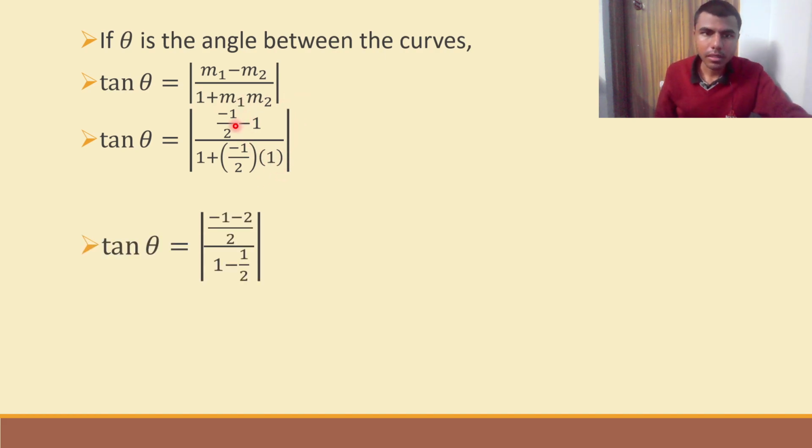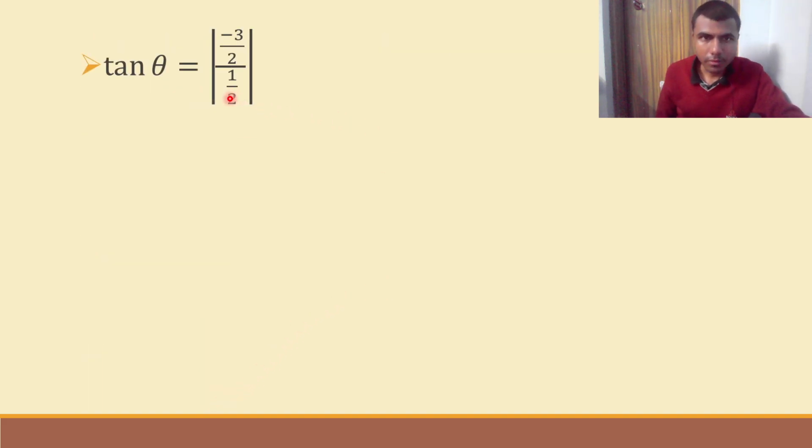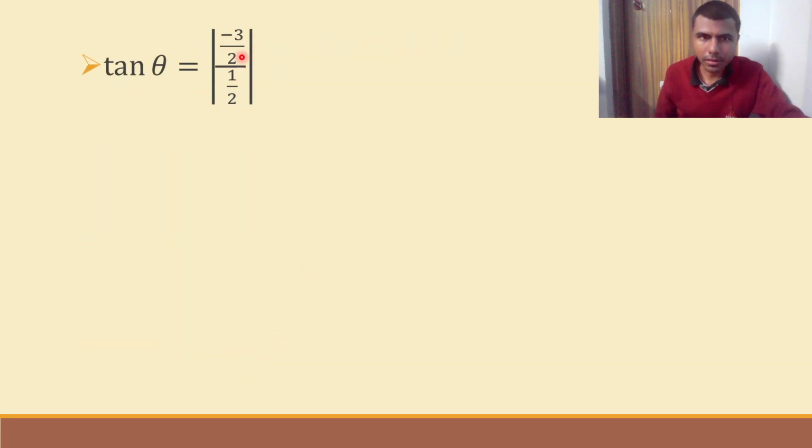So in the numerator, take LCM. -1 by 2 minus 1 means 2 goes here, so (-1 minus 2) by 2. In the denominator, -1 by 2 into 1 is -1 by 2, so 1 minus 1 by 2. So -3 by 2 divided by 1 minus half, which is half. So this 2 would get cancelled, the denominators. So mod of -3, by 1. You can ignore the repeated step. So 2 cancels, -3 by 1.